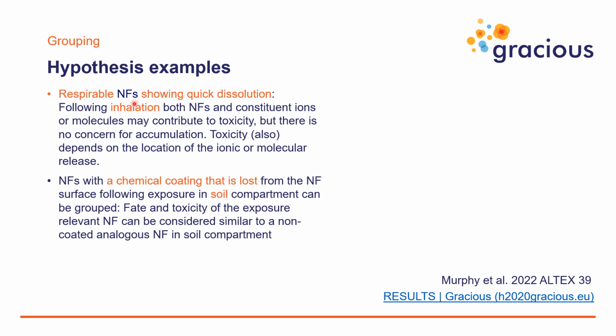They always include the route of exposure. So here it's inhalation, some information about the phys-chem characteristics. So here we're talking about quickly dissolving materials. And then this is related to the toxicology. So for a quickly dissolving material, we need to consider both the constituent ions or molecules that are released and how they contribute to the toxicity, as well as the nanomaterials. And if they dissolve very quickly, then perhaps we don't need to consider their ability to accumulate within the body.